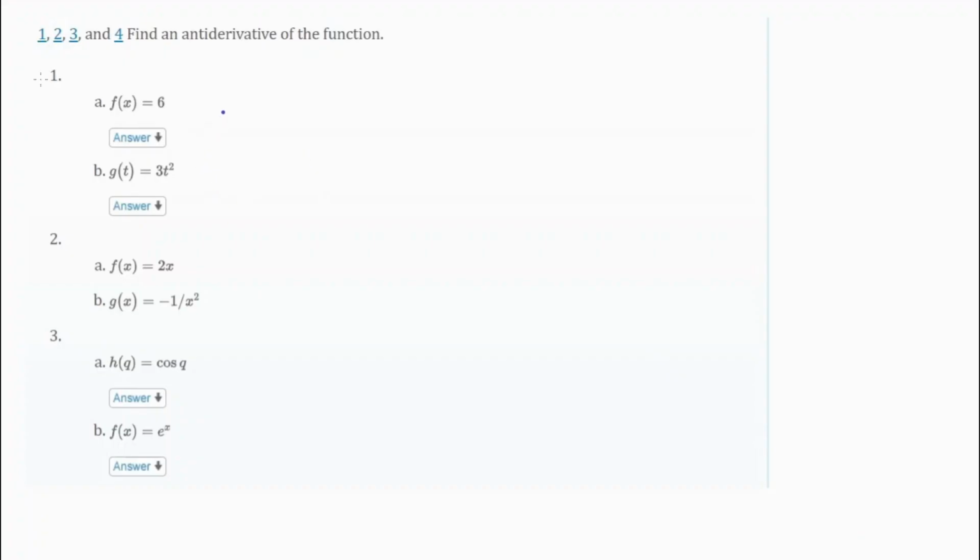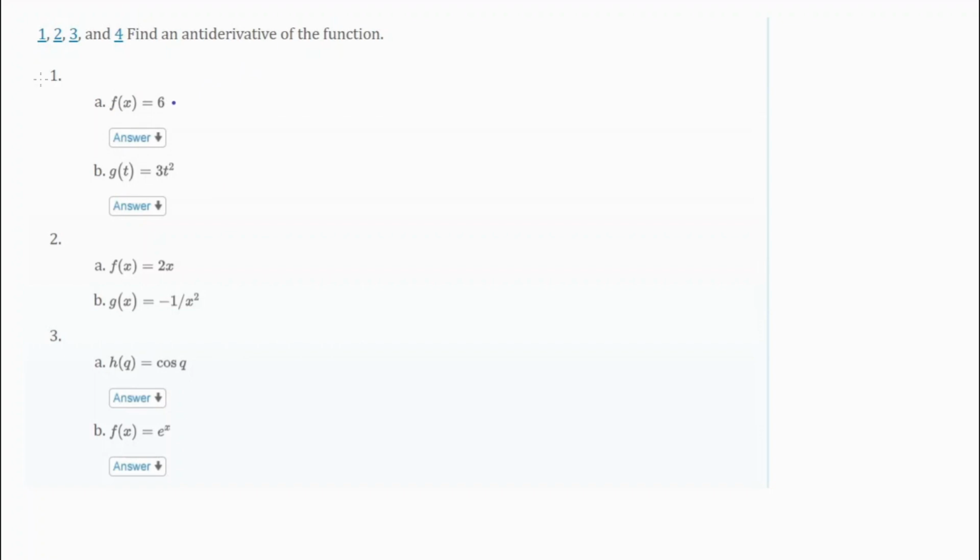So let's try out a few problems here. Let's take a look at number 1. So number 1 is f of x is equal to 6. In order to find the antiderivative of a constant, we would add an x to it, since it's a function of x. If it was f of z, we would add a z to it.